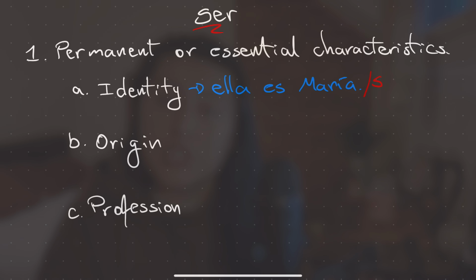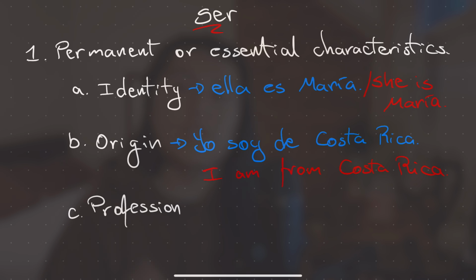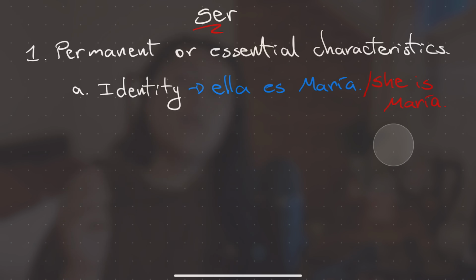Number 2, for origin. Yo soy de Costa Rica. I am from Costa Rica. That's where I'm from. That's my place of origin. So for origin, we use it as well. And finally, for profession. Él es profesor. He is a teacher, right? It's a profession. It's a job. It's a career. Él es médico. He's a doctor. So there you have it. Those are the 3. Let's continue.